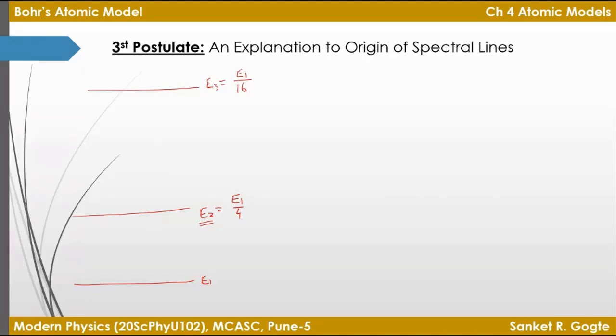So what Bohr's third postulate says is that whenever an atom de-excites, meaning whenever an atom jumps from state M, where its energy is EM, to some state N, where its energy is EN, it emits light in the process. Here I'm assuming that M is greater than N. So whenever M is greater than N, EM is greater than EN. And therefore, when an atom jumps from a higher energy state to a lower energy state, it emits light with energy equal to h nu, where h is Planck's constant, 6.63 × 10⁻³⁴ joule second.